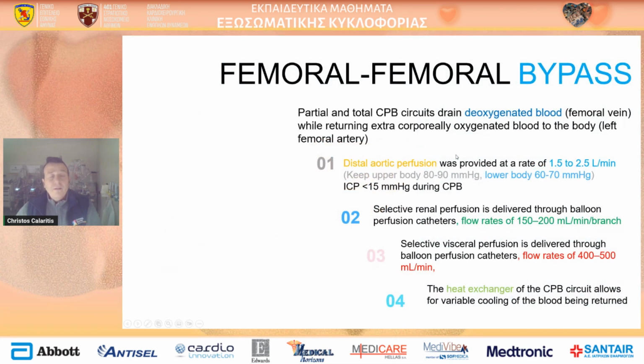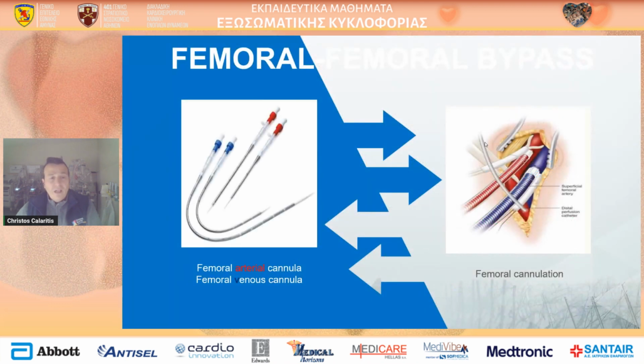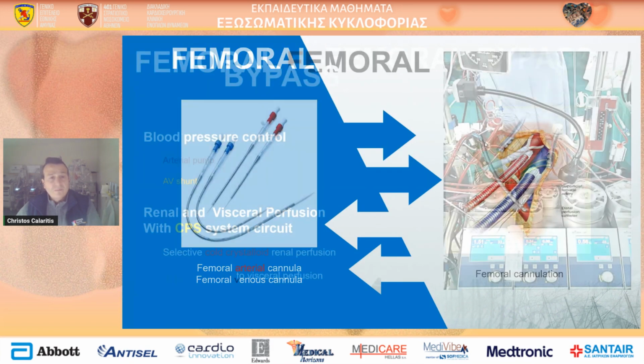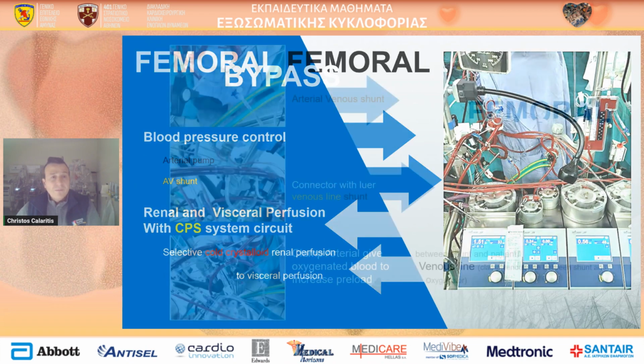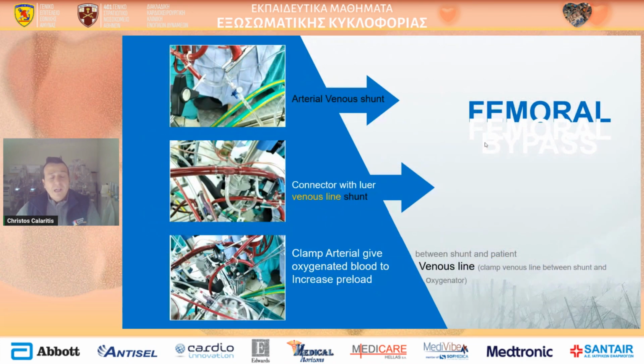I will not go into great detail about femoral bypass in the interest of time, but here are the steps for femoral bypass. We basically use femoral arterial and femoral venous cannulas. There's blood pressure control. There's also selective cold crystalloid renal perfusion. And there's adaptation of the femoral bypass circuit to allow perfusion distally.